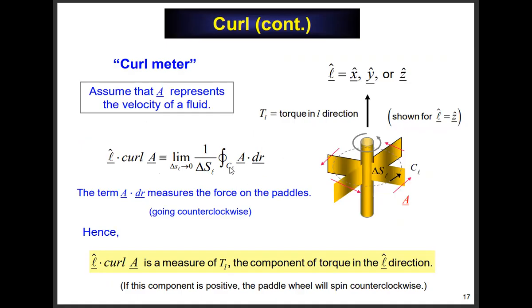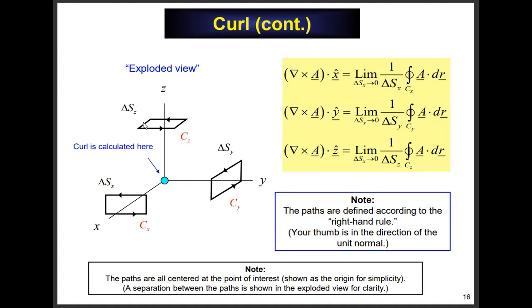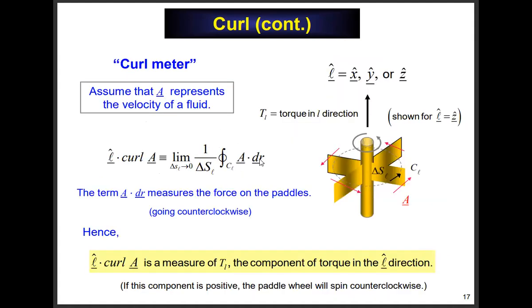I integrate around the path C_L by the right-hand rule. So I'm going counterclockwise, remember? Just like this. A dot dr. A is the velocity of the water, dot dr, and along a circular path, the dr vector is a little vector that's tangent to the path, tangent to the circle. Now, when the water hits the vane here, the velocity of the water could have some arbitrary direction, right? But think about it.